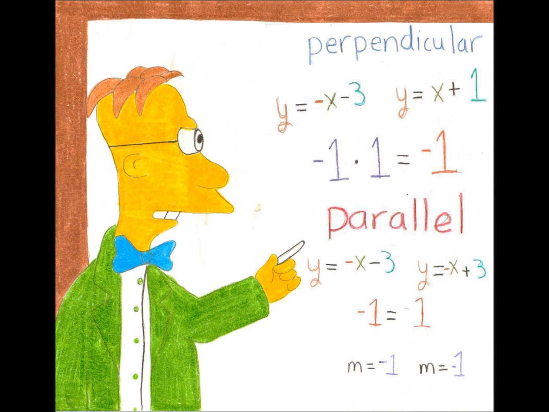And now this is the fun part where I get to show you perpendicular and parallel lines. Woo! So, using the lines that we just found, y equals -x minus 3, and the other line, y equals x plus 1, you can see that the slopes, once you multiply them together, will equal -1. So those two lines are perpendicular. And using the other lines, y equals -x minus 3 and y equals -x plus 3, you can see that the slopes are exactly the same. I know, it's bananas. So they are parallel.